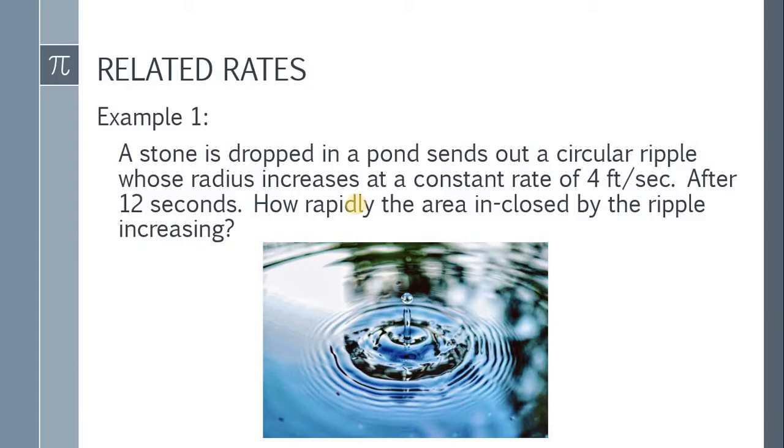Now, in this example, ano yung kailangang i-relate natin? Kung babasahin ulit natin yung question, a stone is dropped in a pond, sends out a circular ripple whose radius increases at a constant rate of 4 feet per second. So meaning, yung radius yung isa sa mga quantities natin. Now, kapag yung radius ay lumaki, nag-increase, yung area ay mag-i-increase din. Now, let's have the solution.